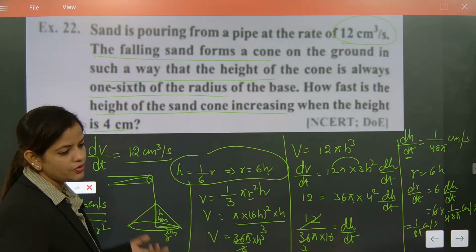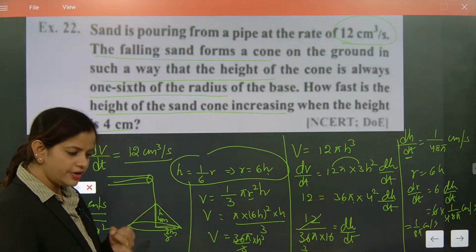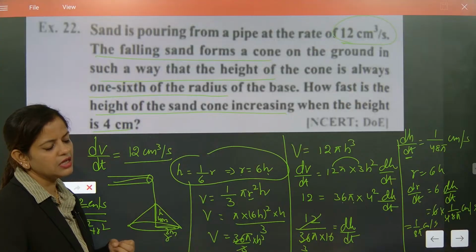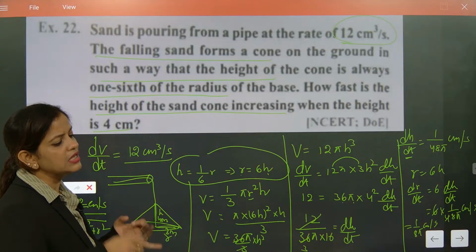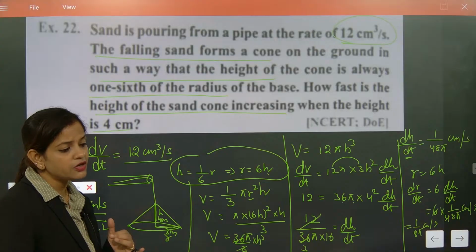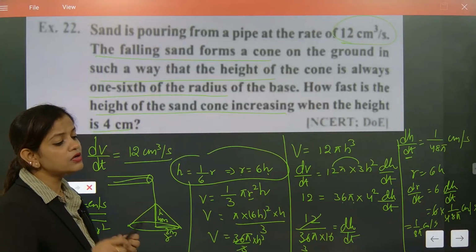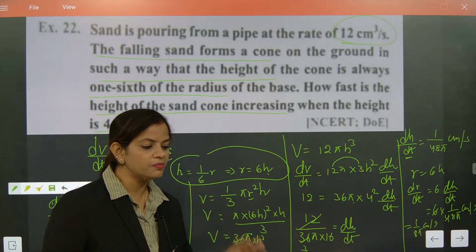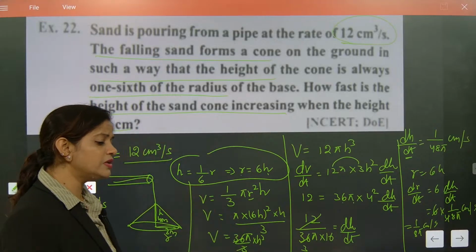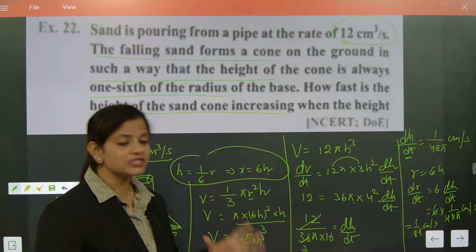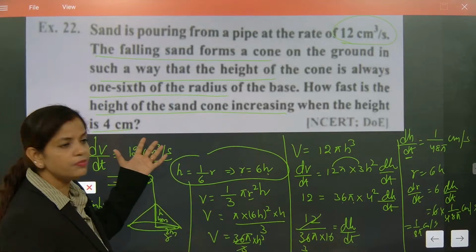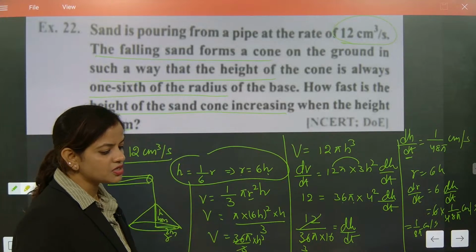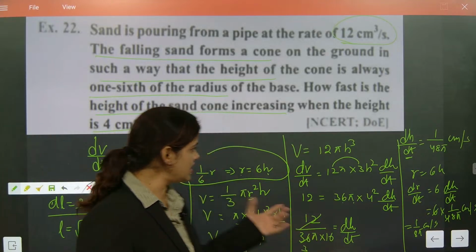Just like I told you, maximum what they will ask: rate of change of radius, rate of change of height, rate of change of slant height, or surface area change. So maximum 4 questions will comprise that. But yes, they will love to twist the question. If anybody will not be able to crack it, you will be stuck in the question paper. Understood? Meaning is very simple.